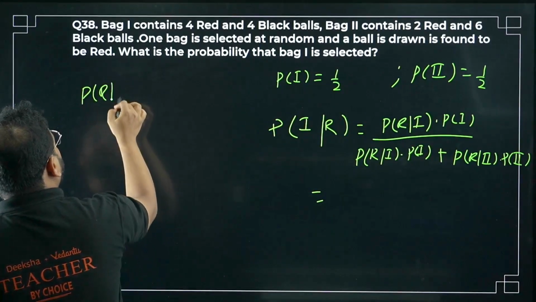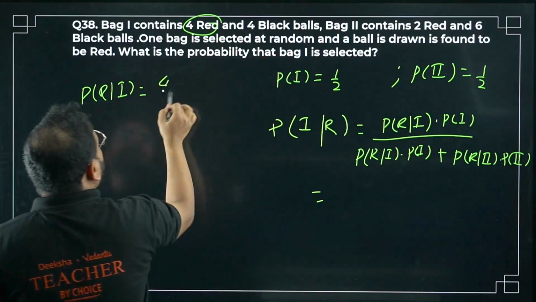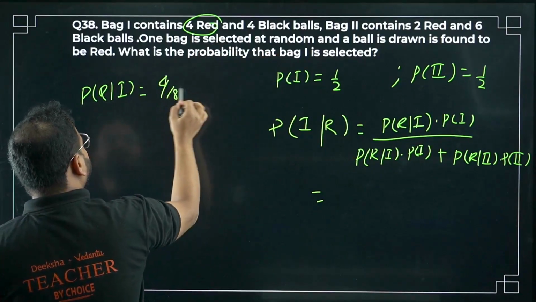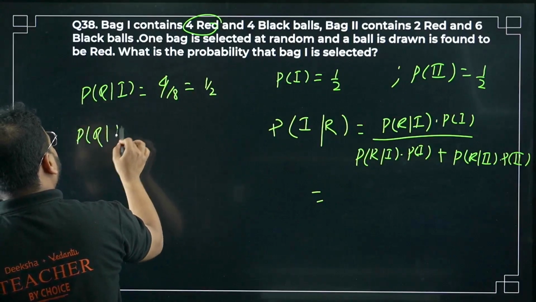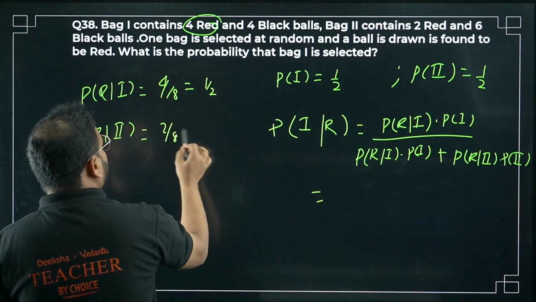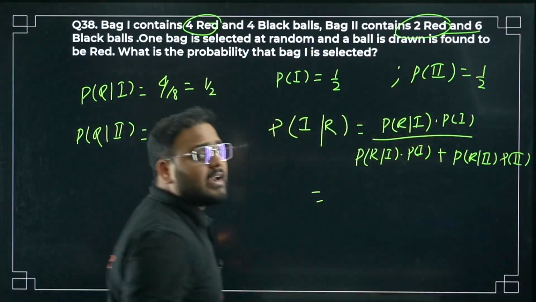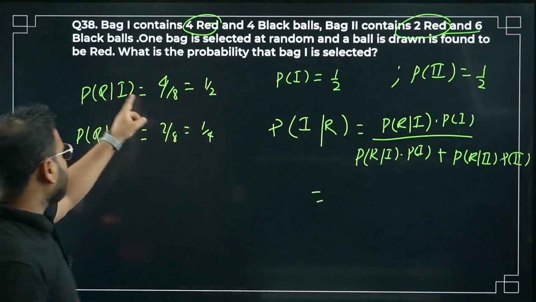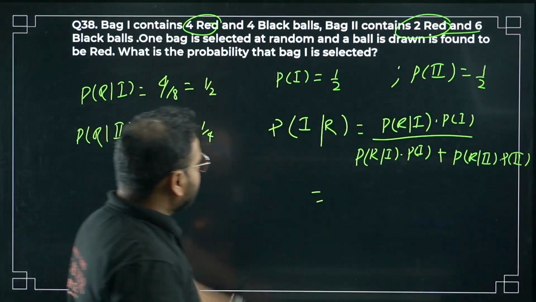Red ball from the first bag, what is the chance? 4 red out of total 8, so 4 by 8, correct now? How much is that? 1 by 2. Red ball from the second bag, 2 by 8. How much is that? 1 by 4. Please check. 2 red out of total 2 plus 6, so 8. So red ball from the first bag is 1 by 2 and red ball from the second bag is 1 by 4. Okay, so put the values over here.